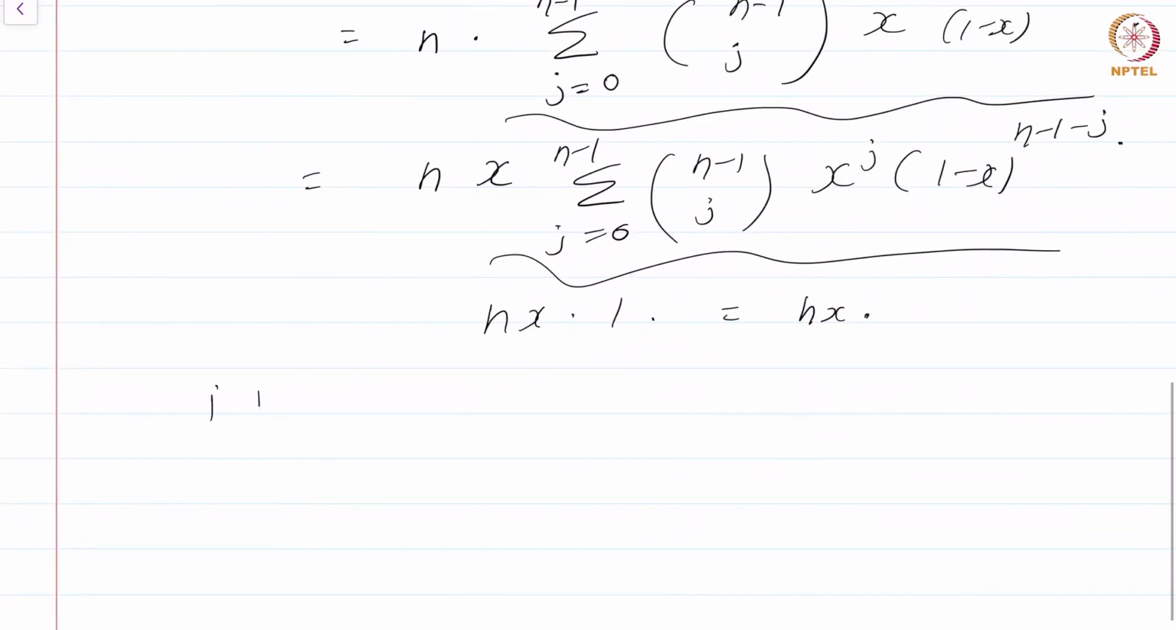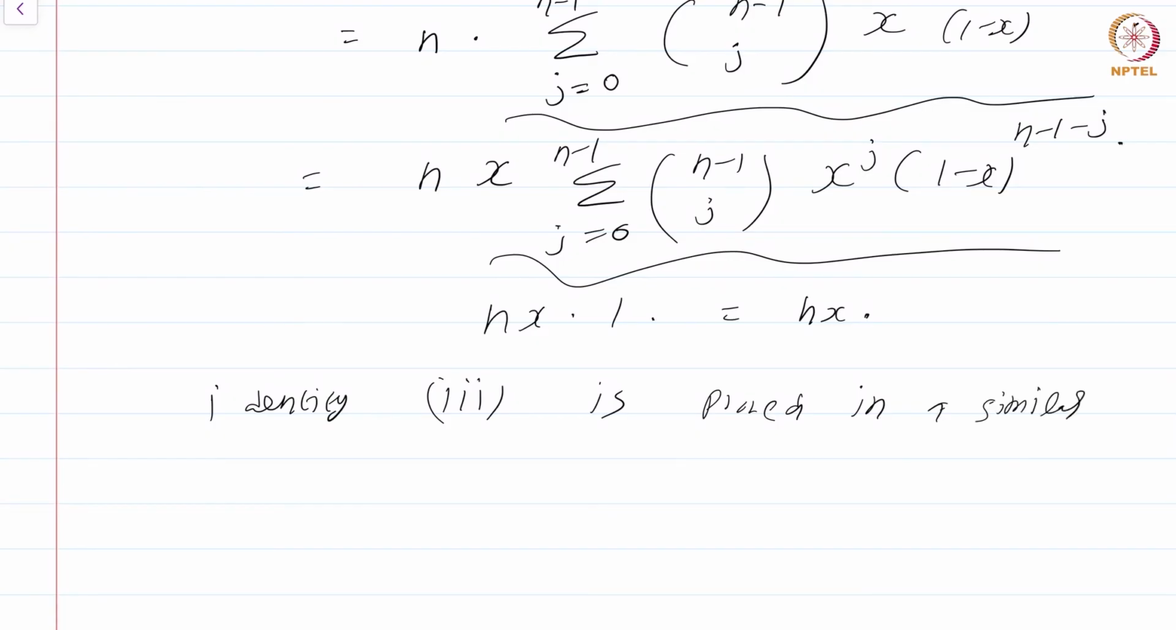Identity 3 is proved in a similar way, and I leave it to you. It is left as an exercise. So this concludes this short module involving just basic properties of the Bernstein polynomial.